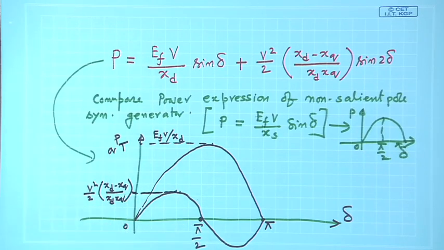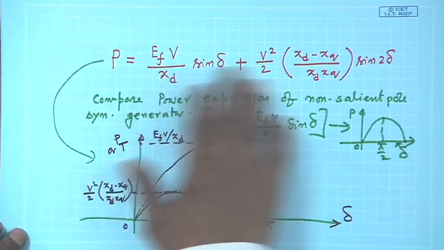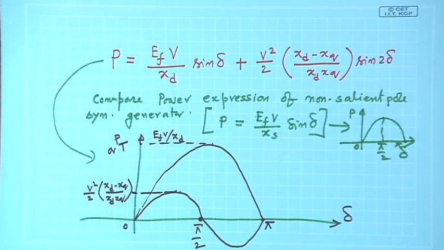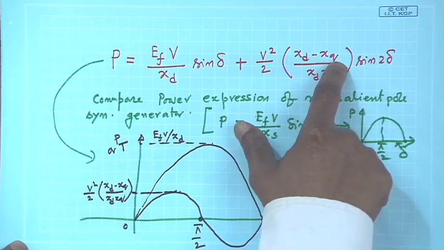Now, recall one thing, that this is the expression of a salient pole machine. If I say in a machine xd equal to xq, what does it mean? It means it is a cylindrical machine. There is no difference between direct axis and quadrature axis reactances, and this term will vanish and only the sin delta term will be present if xd is equal to xq.